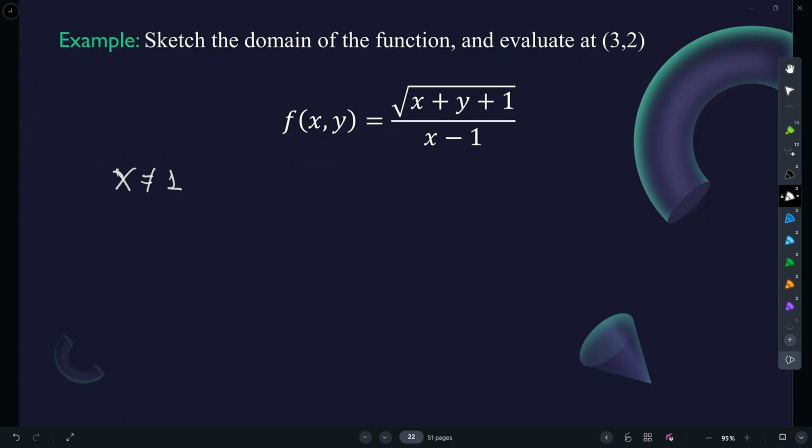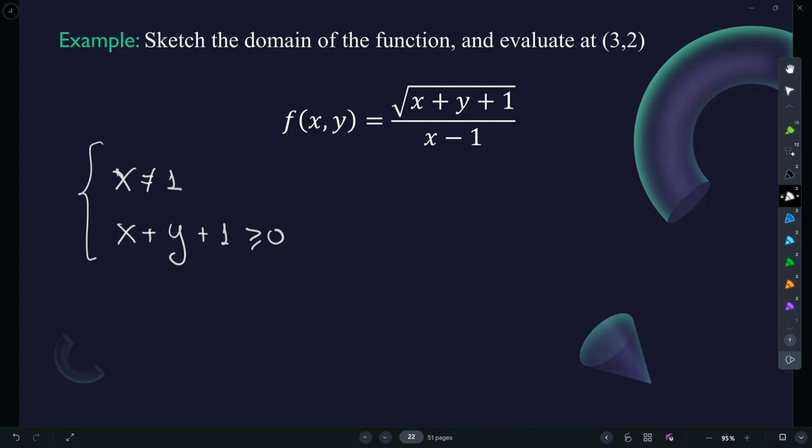And what else? Yes, I'm going to write it as x plus y plus 1 is bigger or equal to 0. At some point in your lives, you'll get to complex numbers, but here we're working with real numbers. And when you take the square root of a negative number, that is meaningless over the real numbers. So for the numerator to make sense, we need x plus y plus 1 to be bigger or equal to 0. What are those points that satisfy these two conditions?